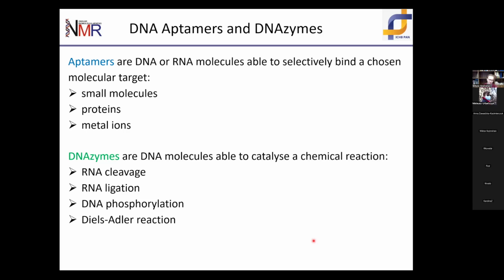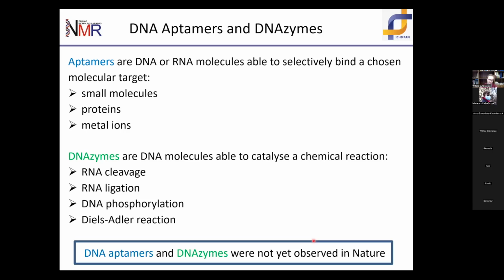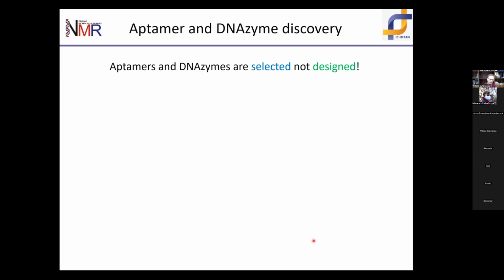And what is actually very, very important about both of these types of systems, DNA aptamers and DNAzymes, is that they were actually not yet observed in nature. The funny thing is that their RNA counterparts were, but DNA never. And despite this, we somehow have a lot of these systems, which means that they must have been made by humans. But they were made in a very indirect method, let's say. They were not designed because we don't yet have enough structural knowledge to design a DNA molecule that binds a specific target. They were instead not designed, but selected.